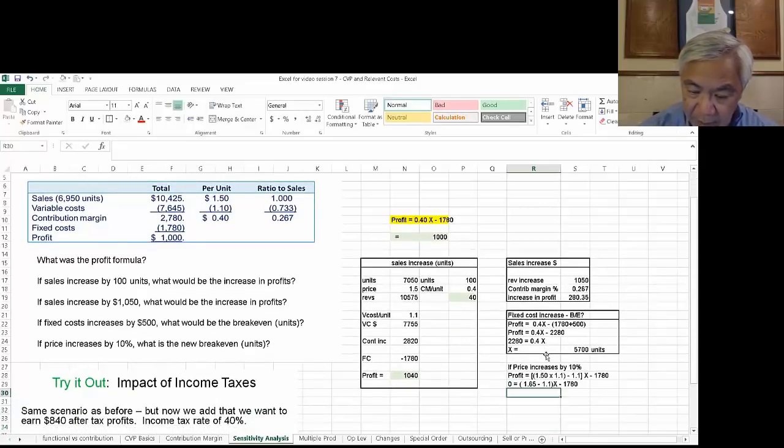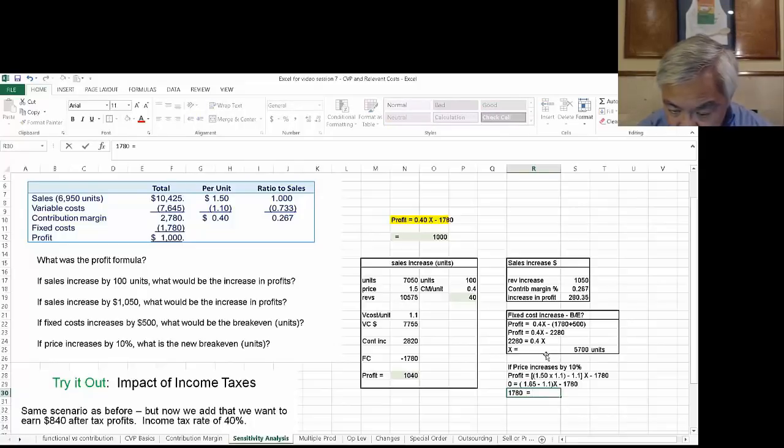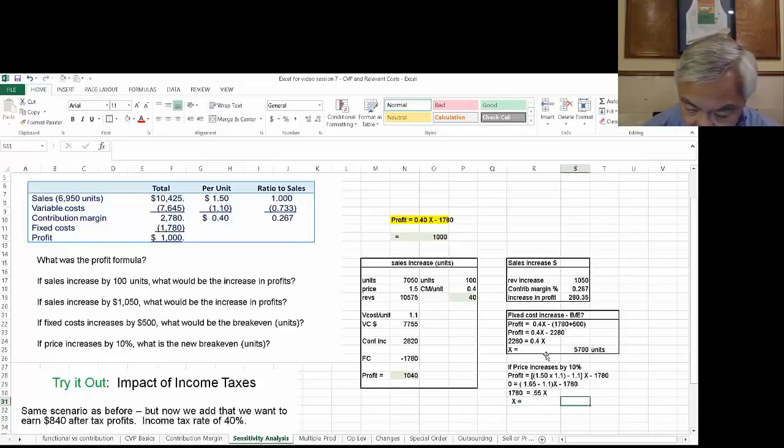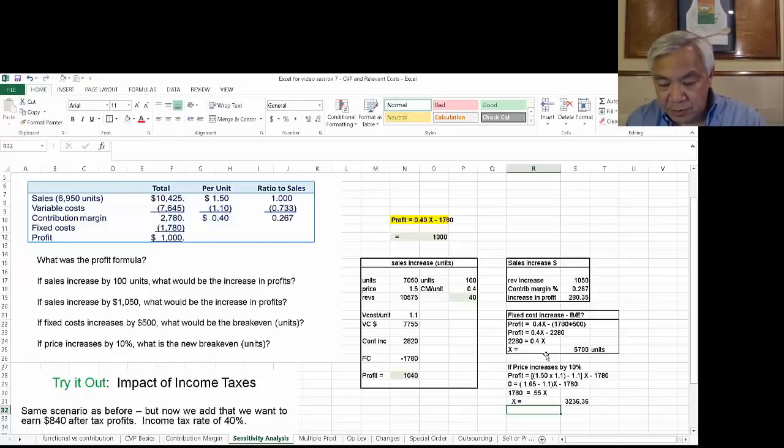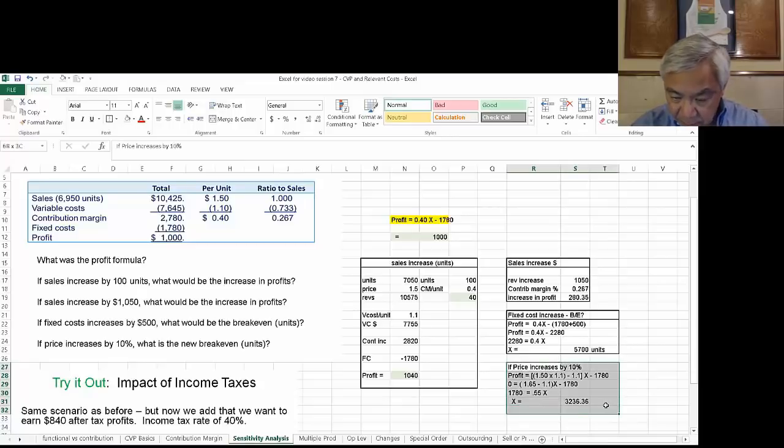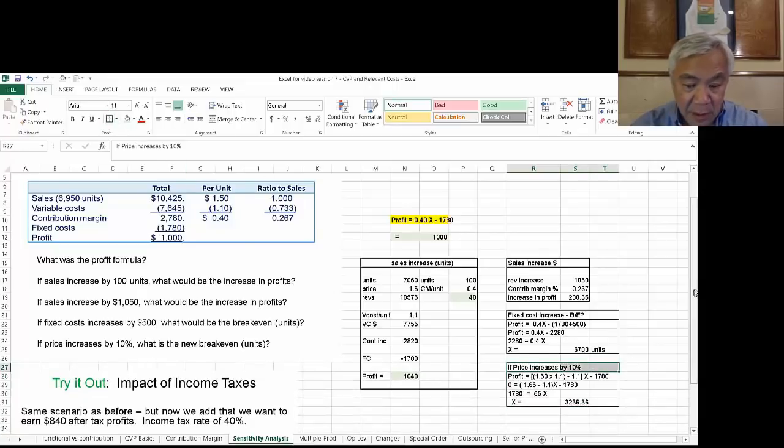So now we can bring the 1780 to the other side, equals, that's 0.55. 0.55x. So x equals 1780 divided by 0.55. The answer is 3,236. We always round up to the next nearest unit. The break-even would become 3,236 if our prices were to increase by 10% and we don't lose any customers. That would be nice if they just paid their increase costs. So we've done the 4 scenarios right there.